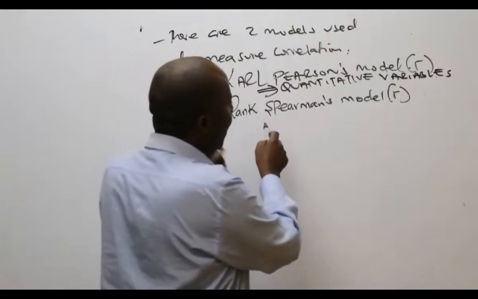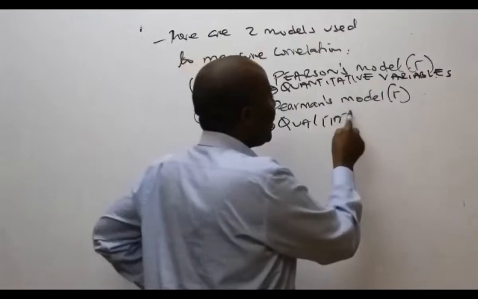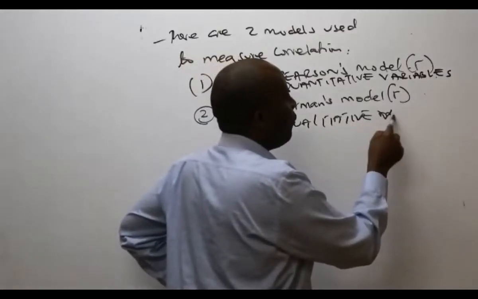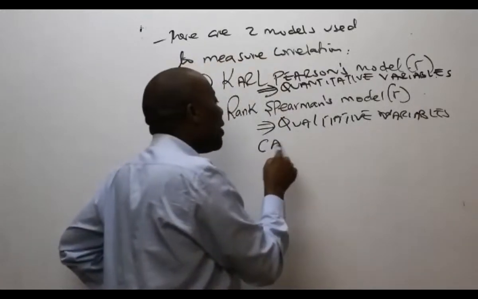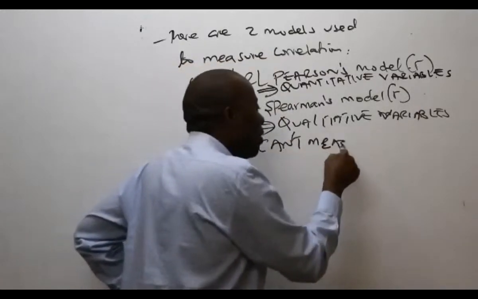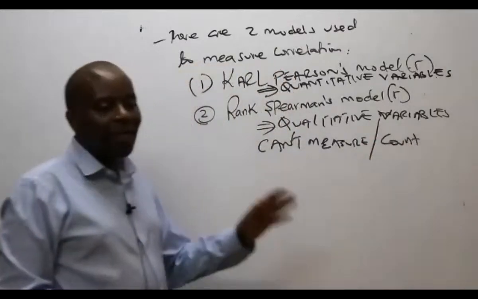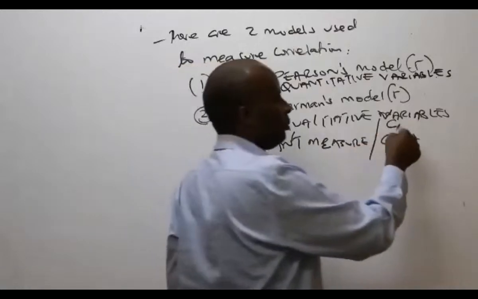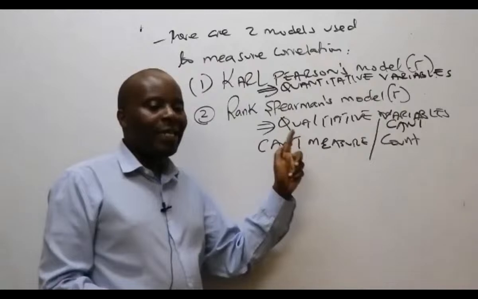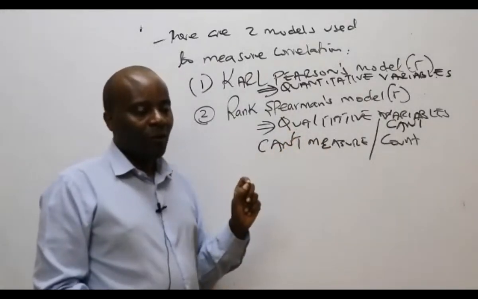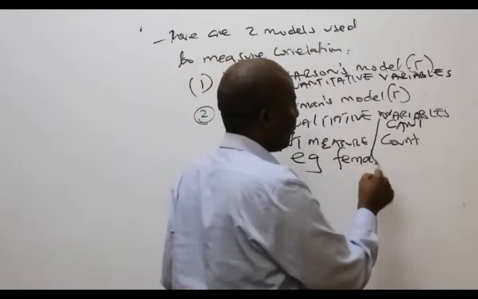How about Spearman's? We normally use the Spearman's rank model, ladies and gentlemen, to capture what we call qualitative variables. Qualitative variables are those variables you cannot measure and you cannot count. Those variables that you can't measure, you can't count, are called what here? Qualitative variables.